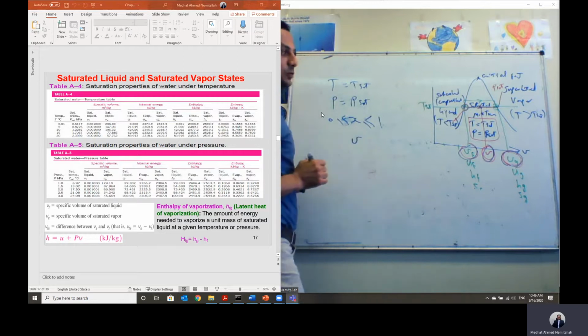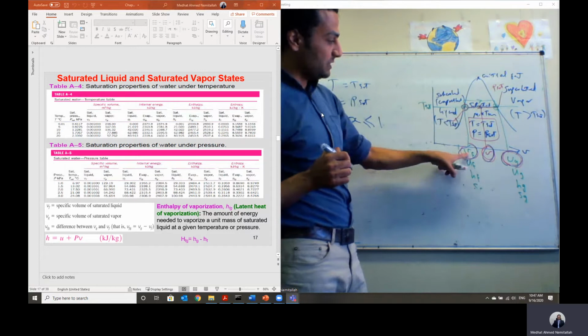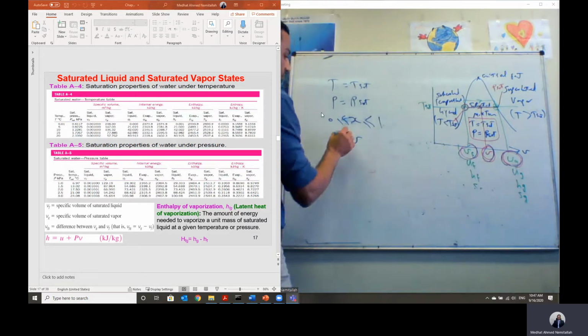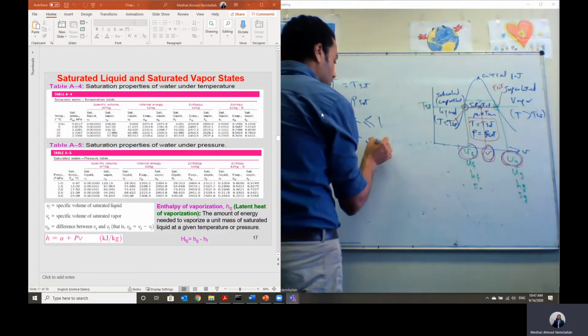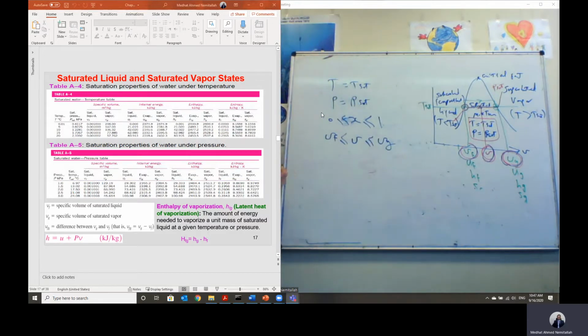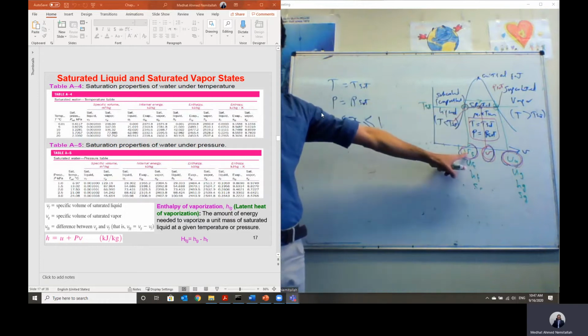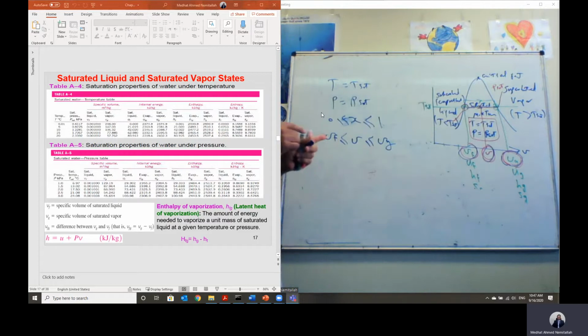Then what about the specific volume? If we are in the saturation zone, the specific volume should be greater than or equal to v_f and less than or equal to v_g. If it is equal to v_f, then the state is saturated liquid. If it is equal to v_g, the state is saturated vapor. In between, we have a saturated mixture of liquid plus vapor.